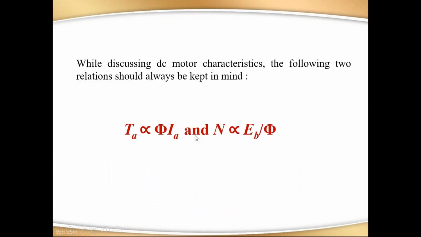Right. So keep these two relations in mind. One is armature torque is directly proportional to phi Ia, and speed is directly proportional to back EMF over phi. So just remember these two relations. Based on these two relations, we can obtain the characteristics.